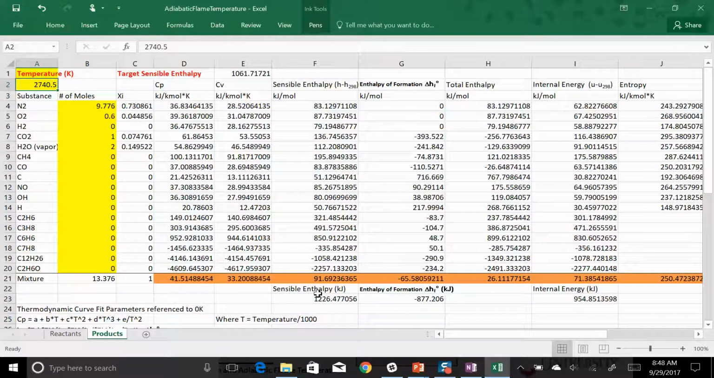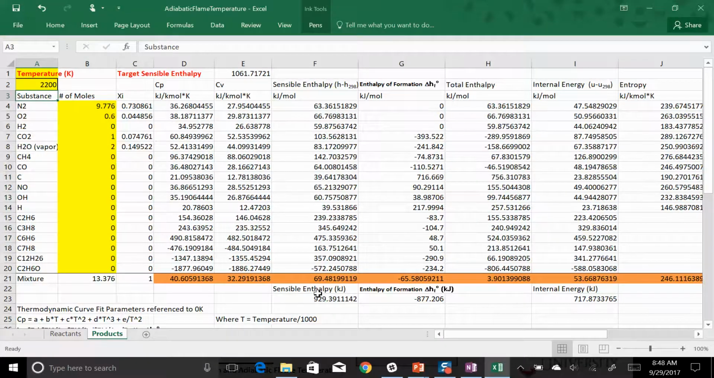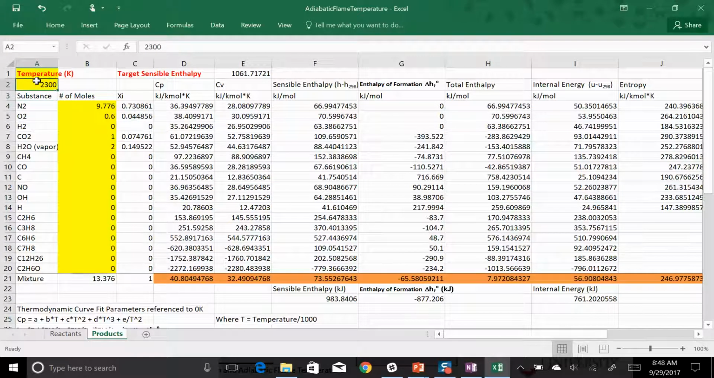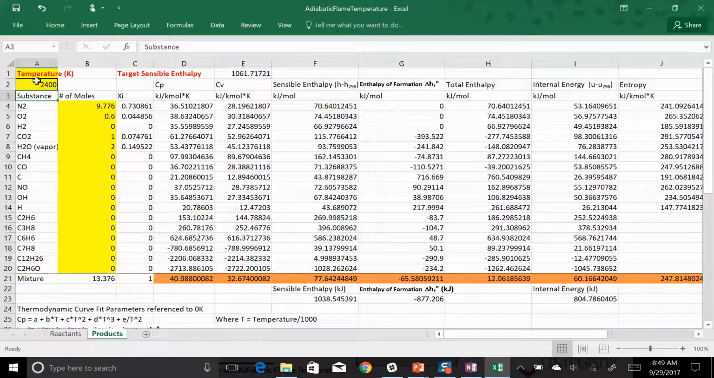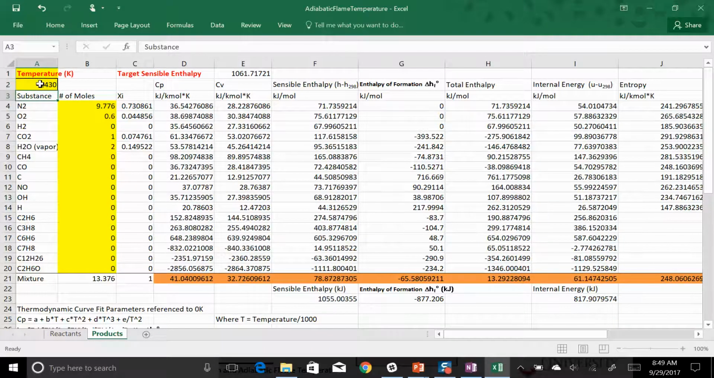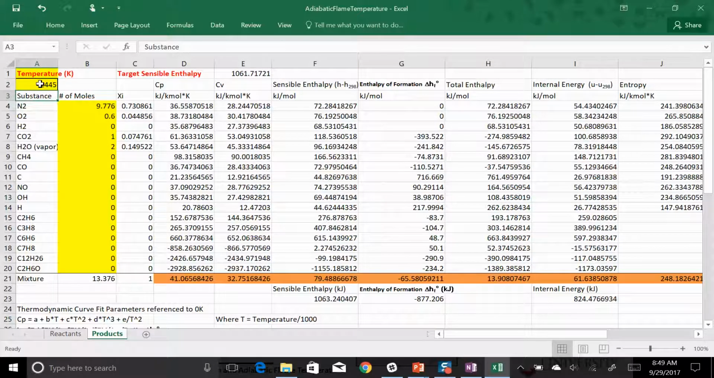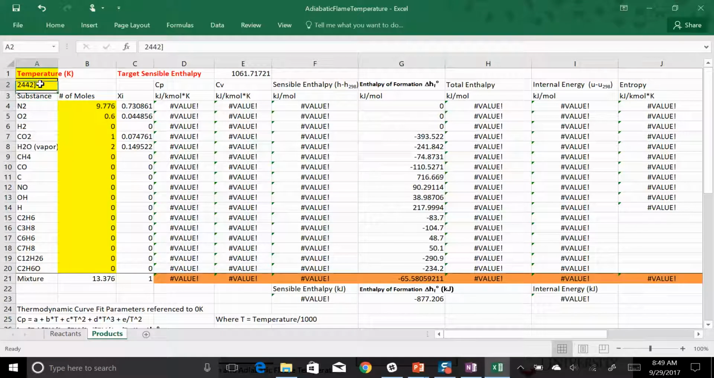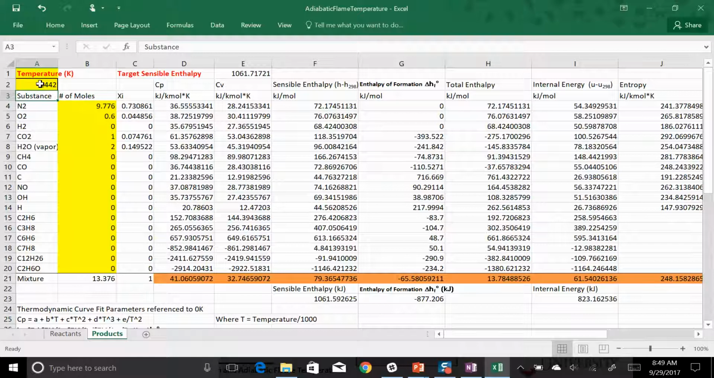So it looks like I'm a little high. I'm going to try 2200 degrees. That's a little low. Let's try 2300 degrees. 983, not quite there. 2400 degrees. 1038, now we're getting close. So let's try 2430. Still not quite there. 2445. A little too far. 2442. Whoops. 1061.59, so now we're really close.